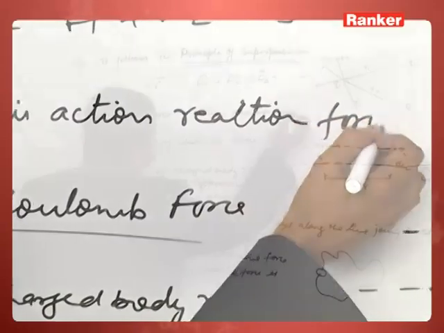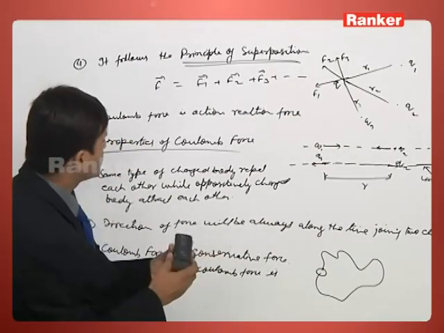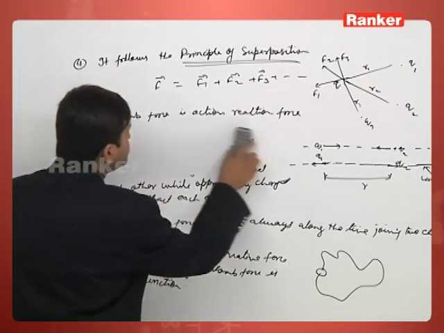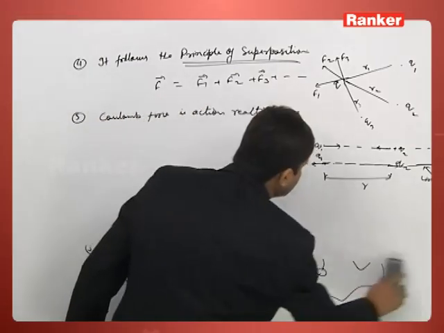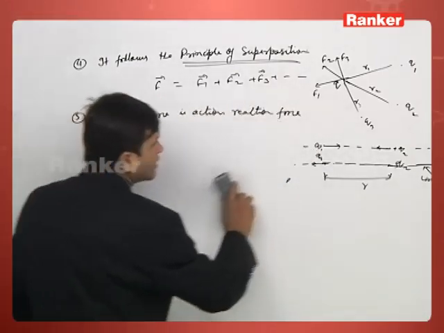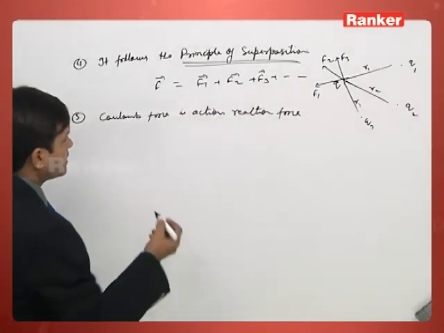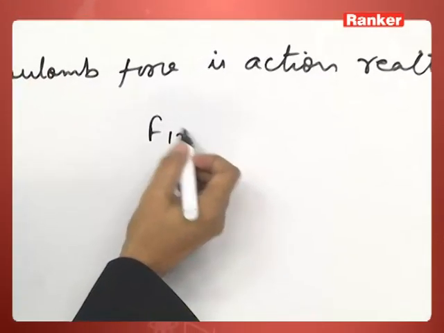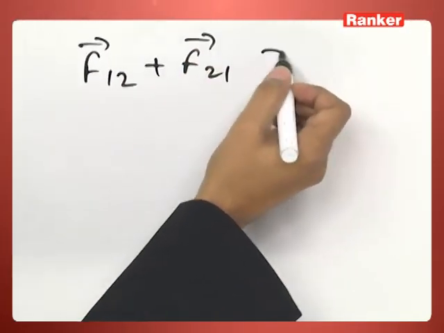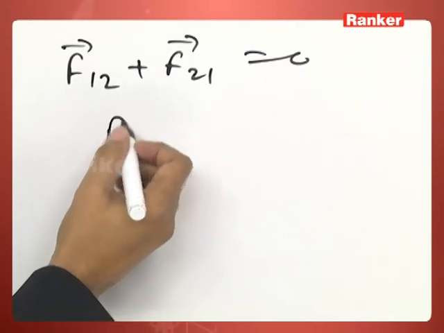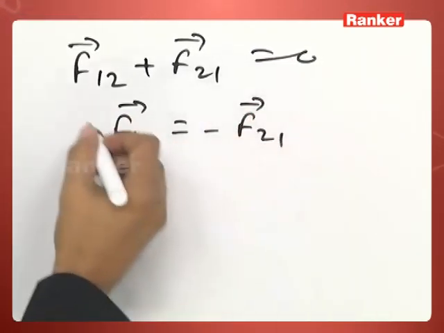Action reaction force. Coulomb force is action reaction force. Meaning of this statement? The meaning of this statement is that, suppose we have, action reaction means we can say F12 plus F21 equal to 0, or F12 equals minus F21.